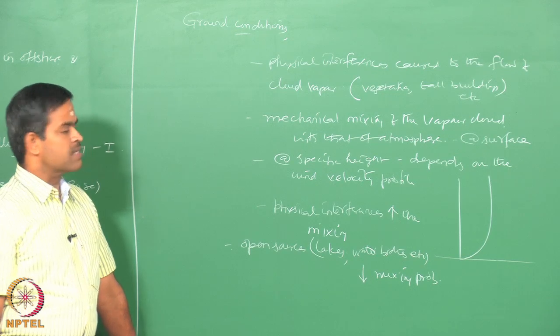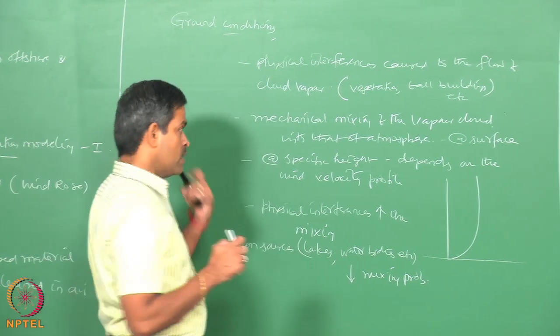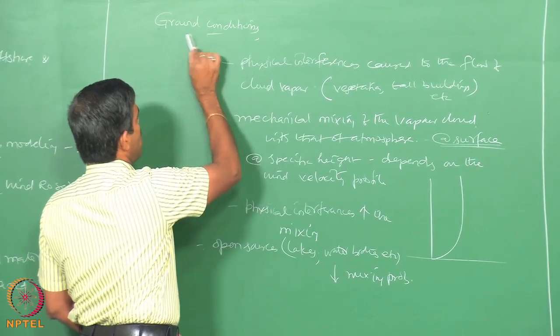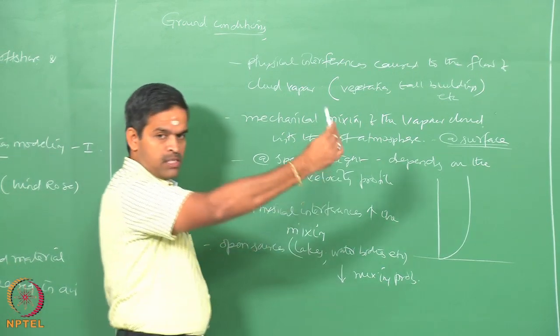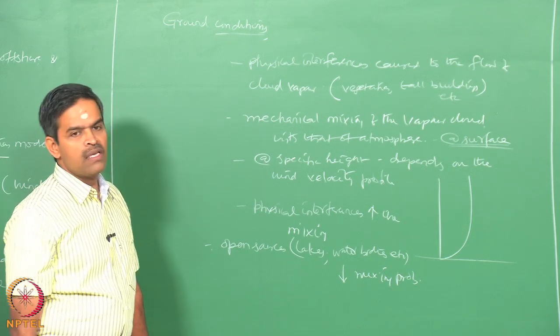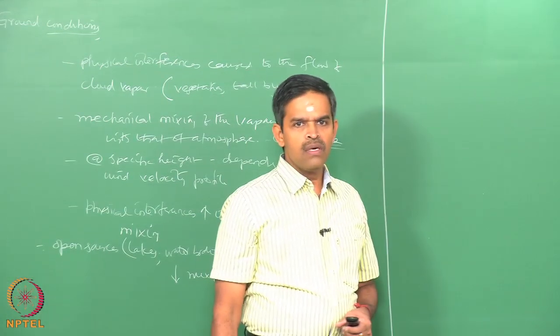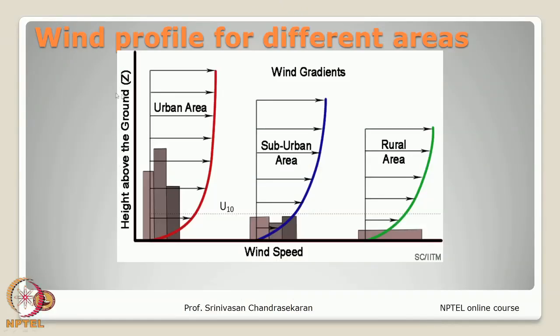Now, as we said in this present discussion, mixing is disturbed mechanically at two levels. One, at the surface of the ground because of the terrain effects. The second depends upon the height at which the dispersion takes place. So, let us quickly see a typical wind profile at different areas from this figure. I want you to pay attention to this figure shown on the screen now. It tells you the wind profile for different areas, namely the urban area, the suburban area and the rural area.